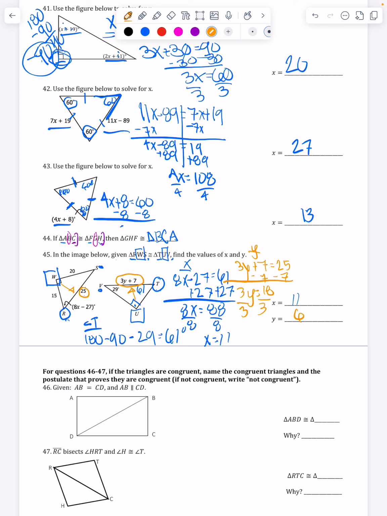Okay, Unit 4 is a long video, so bear with me here. Okay, so it says that AB is equal to CD, so I'm going to go ahead and mark those. It also says that AB and CD, they're parallel. So I'm going to just kind of extend my lines here.